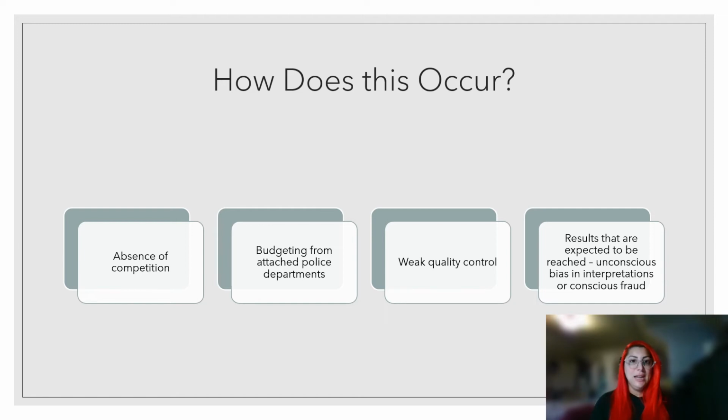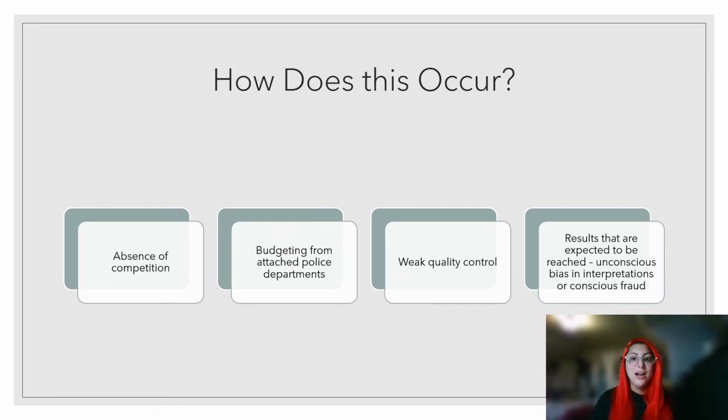So they can kind of just, if they want, make up whatever results they want, and nobody's going to be the wiser because there's nobody checking them. There's no checks and balances, essentially, which kind of brings me over to weak quality control. So I will discuss that next, actually.